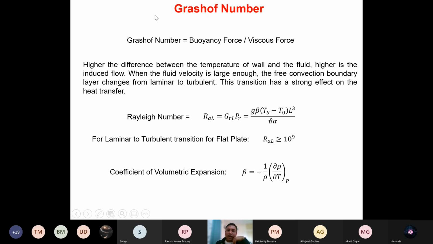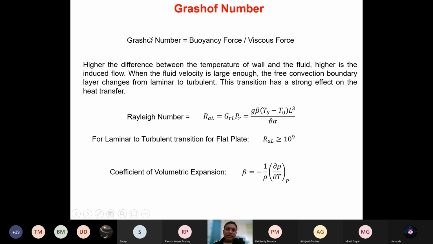This Grashof number is going to decide whether the flow is laminar or turbulent, what type of heat transfer coefficient we are going to get, and what its value will be. The higher the difference between the temperature of the wall and the fluid, the higher is the induced flow. When the fluid velocity is large enough, the free convection boundary layer changes from laminar to turbulent. So as the Grashof number becomes higher, the flow changes from laminar to turbulent.